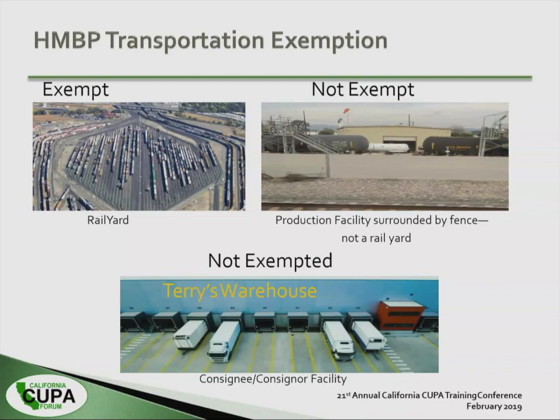We have a production facility surrounded by a fence. Trust me, there's a fence around it. It is not exempted because it's reached its final destination. And if it gets to the warehouse, the truck is disconnected, I'm sorry, the tractor is disconnected from the trailer. That material is basically in effect on the facility's materials, and it's just product being moved around the facility. So it is subject to reporting.